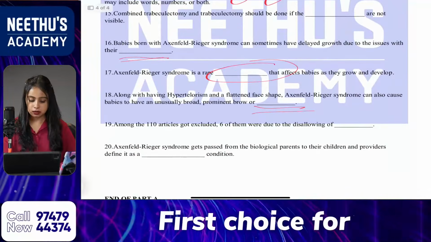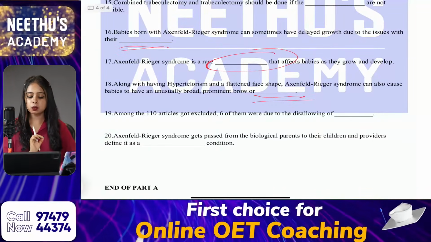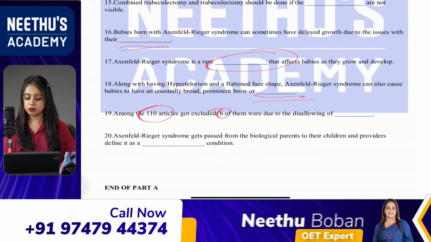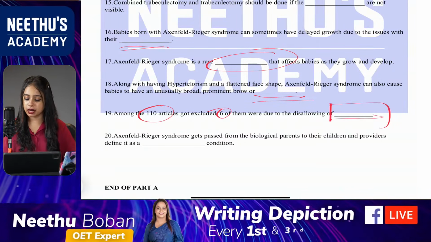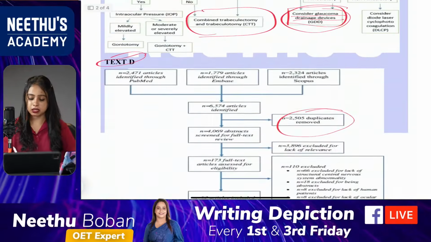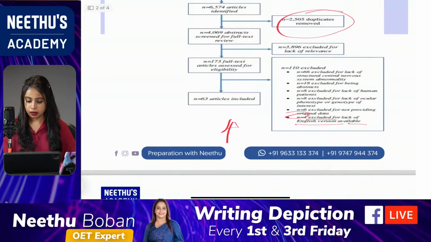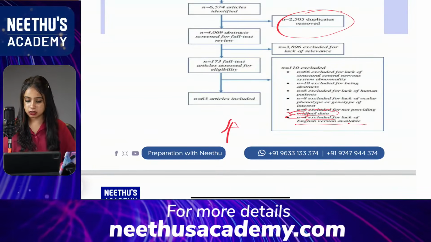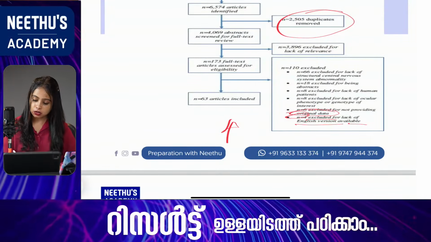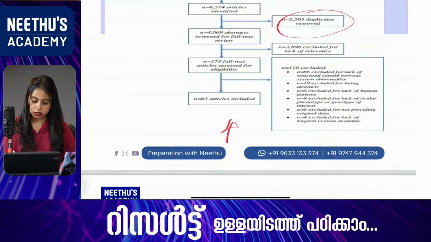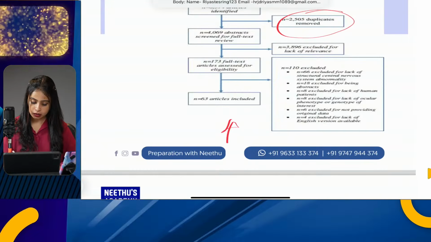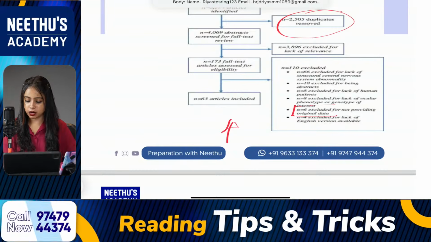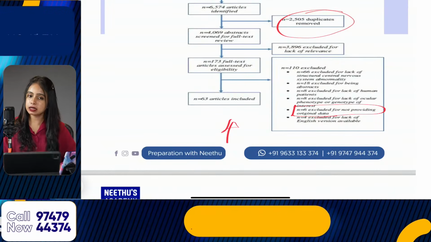Then the 19th one. Among the 110 articles that got excluded, 6 of them were due to disallowing of dash. Disallowing of what? From the study group, right? Okay, see, original data from text D, the last box, it's all about original data. So original data should be the correct answer.